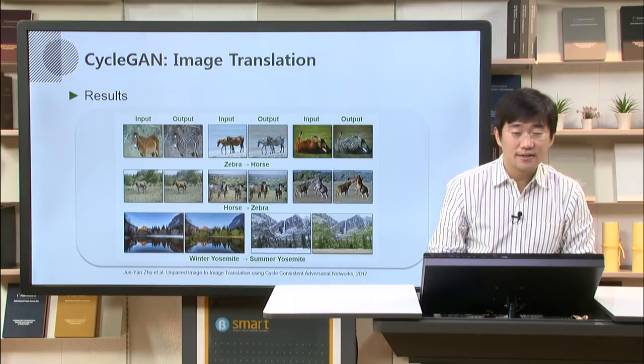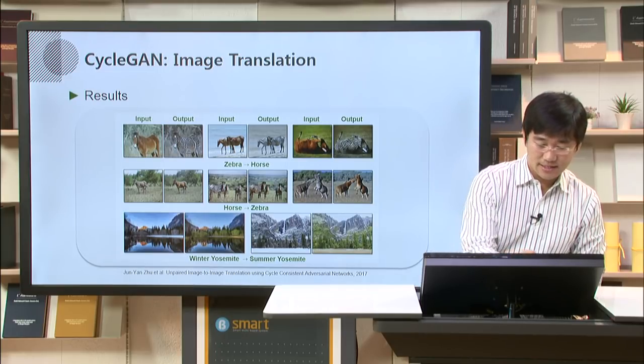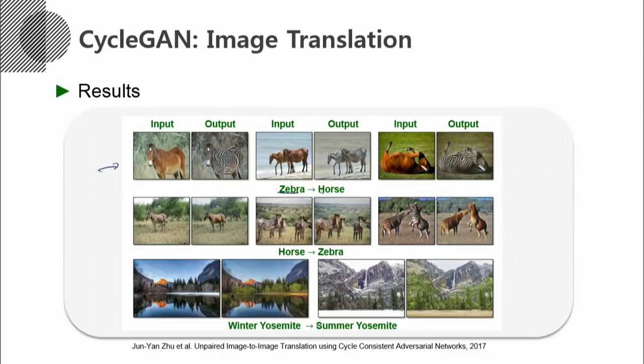Let's look at these image translation examples using CycleGAN. These cases are the translation between zebras and horses, and between these two the image translation quality is relatively high. Also, in the case of winter images versus summer images, they properly translated the images so that the translated images look like images in the corresponding seasons.